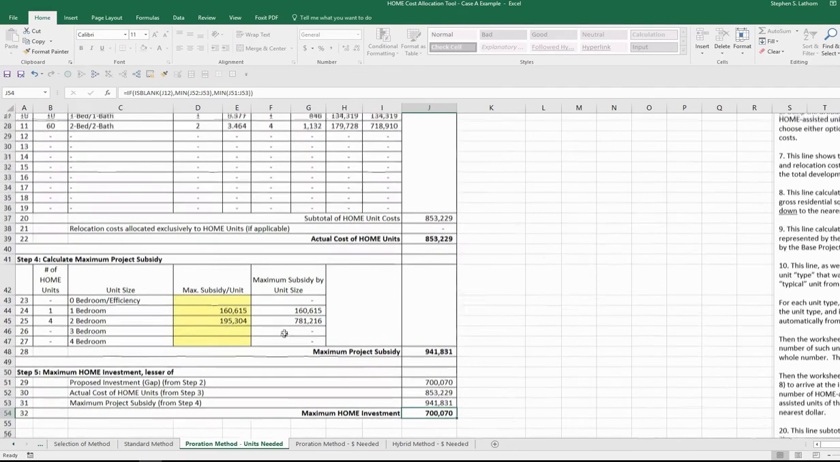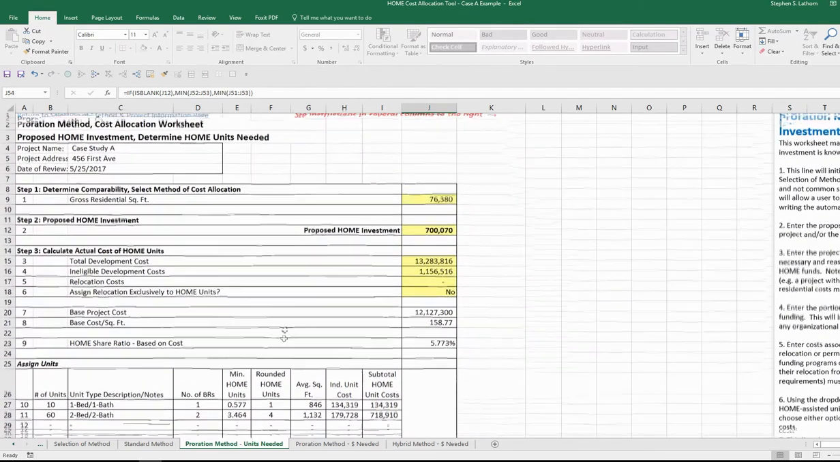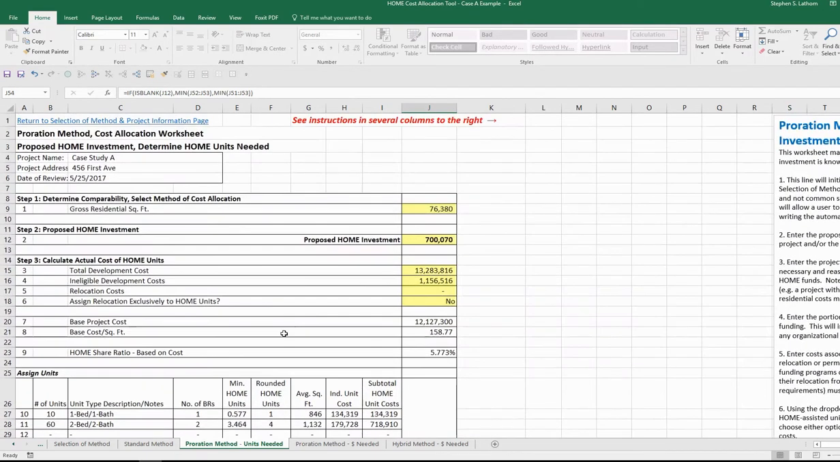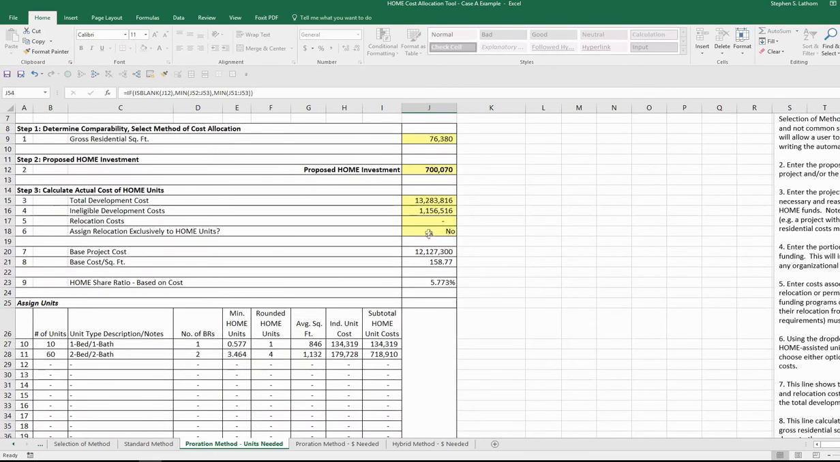So that's the proration method. It's actually pretty straightforward, and that's part of why it's so common. But again, we need to make sure that we're doing it properly, and the spreadsheet helps us do that. The key things that people have made mistakes on in the past are looking at home as a percentage of the total cost, as opposed to just the base project cost, as we call it in the spreadsheet, or the home eligible total cost, after removing those costs that are not eligible.